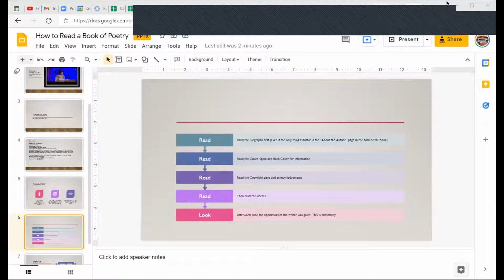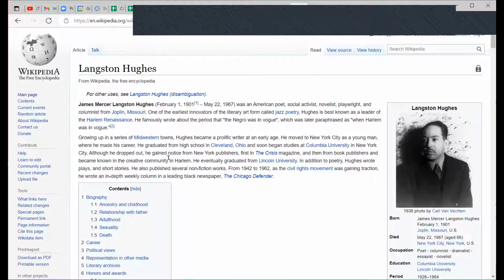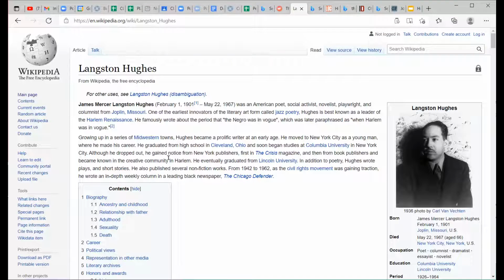And so my favorite place to find out about the biography of authors is the Wikipedia page. And I know a lot of teachers hate to use Wikipedia because anybody could add something to it. But I have just found it to be one of the best sources of biographical information. And typically I like to look at this, and then I'll go to like biography.com or Poetry Foundation and look at more biographical information.